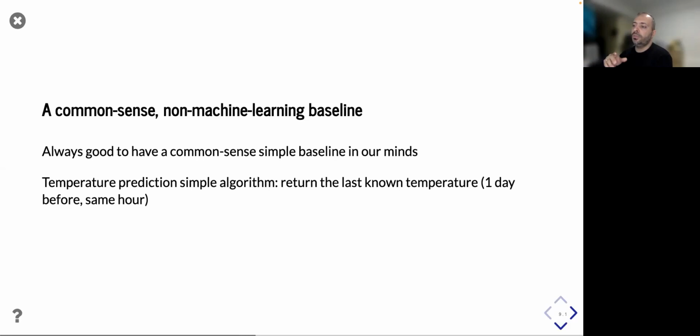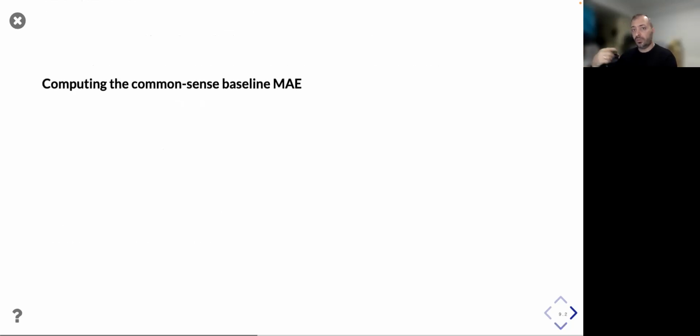For the temperature prediction problem that we have, the baseline is to always return the last known temperature. So whatever the temperature was today at 7 p.m., output this temperature and see how far it is from the temperature 1 day later. Very simple, and let's see how we can calculate it so that we know where we start.